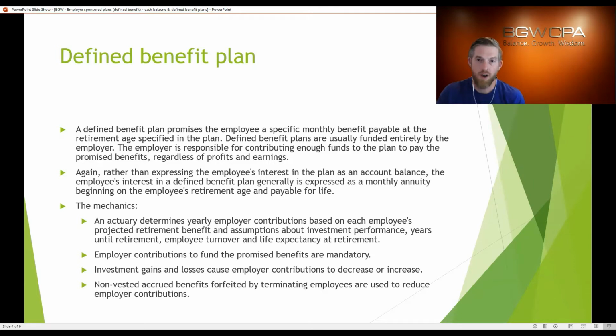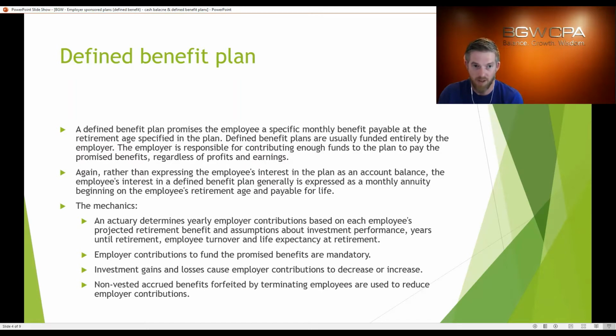So let's take a look at a defined benefit plan a little deeper. Again, I want to remind you and dig deep on the differences that we spoke about in the earlier slide, in that a defined benefit plan promises to pay an employee a specific monthly benefit payable when they're in retirement. A defined benefit plan is usually funded entirely by the employer. The employer is responsible for contributing enough funds to pay the promised benefit regardless of profit and earnings.